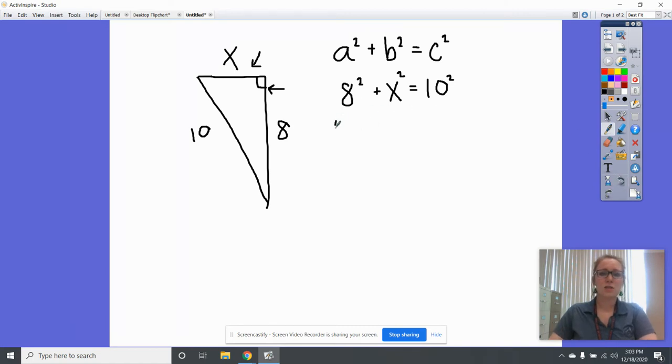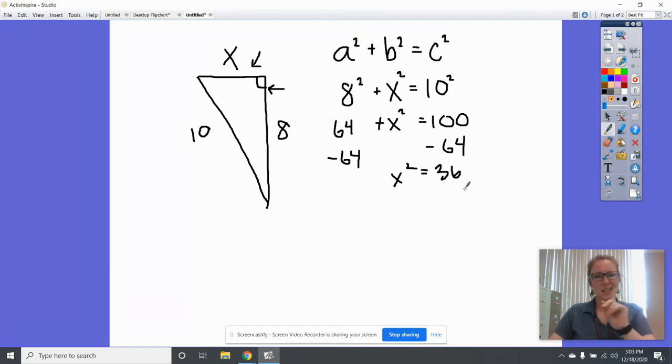Now we can solve. 8 squared is 64, plus, we still don't know, x squared, equals 10 squared, which is 100. Now I'm trying to get x by itself, so first I have to get rid of the 64, so minus 64 on both sides. Then x squared equals 36, but I'm not done yet because x has to be completely by itself. The opposite of a square is a square root. So the square root of 36 is 6, and the length of this leg is 6.